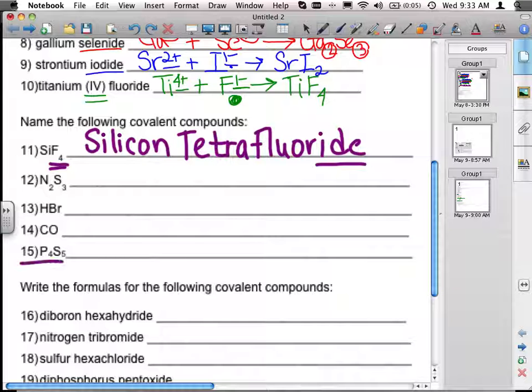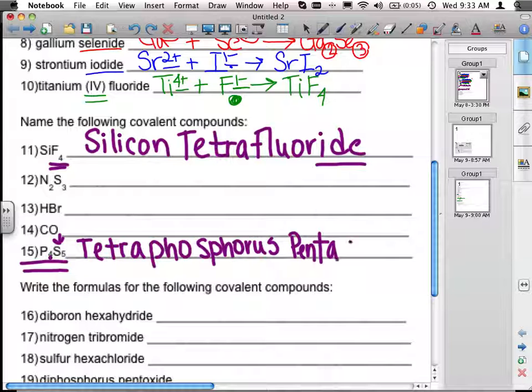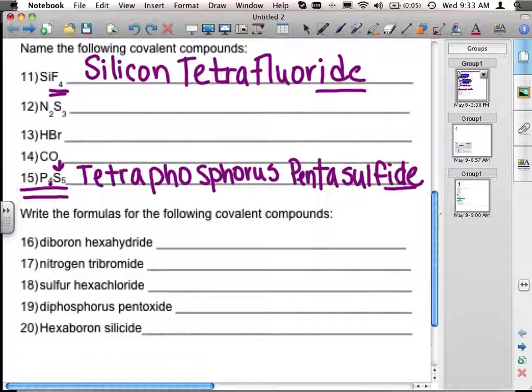Another example, I'm going to do number 15. I think you understand the most part of the covalent bonds. Number 15, I have 4 phosphorus. The element that is listed first, you do not change the ending. So tetraphosphorus, and then S stands for sulfur. I have 5 of them. Penta. You do change the ending of the second or last element so that it's IDE unless it's found on the list.